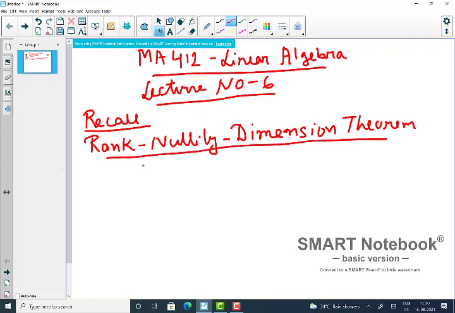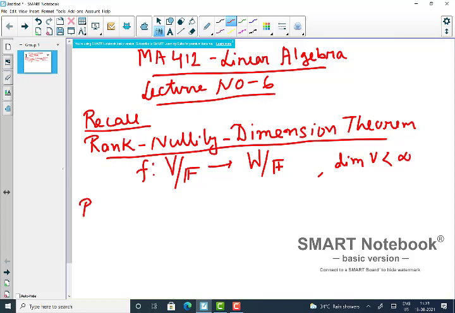That if you have a linear map F from a finite dimensional vector space V over F to another vector space W over F, so the dimension of V is finite, then the rank of F plus the nullity of F will be equal to the dimension of V.